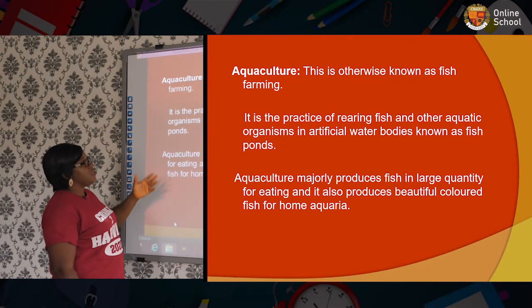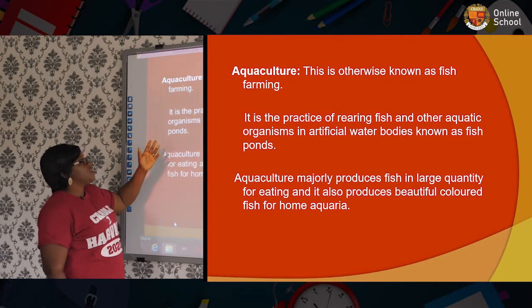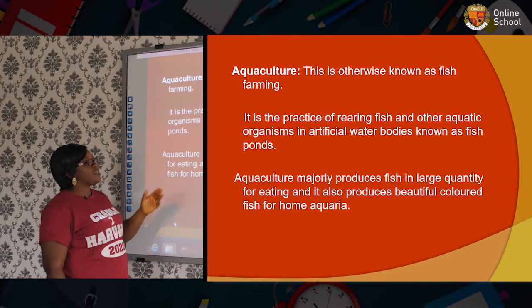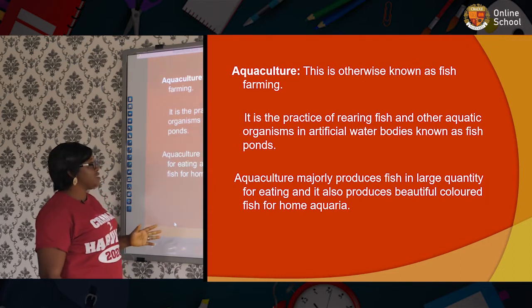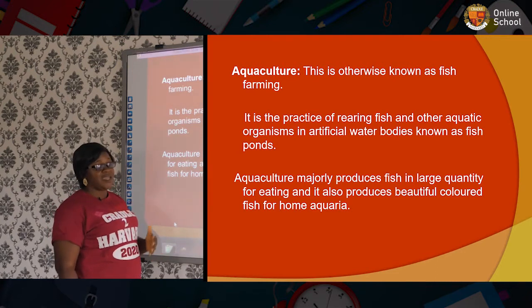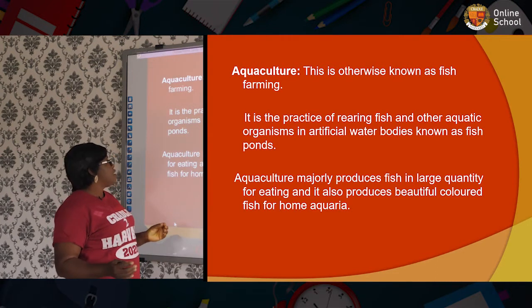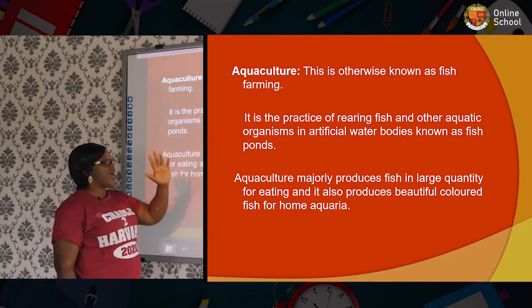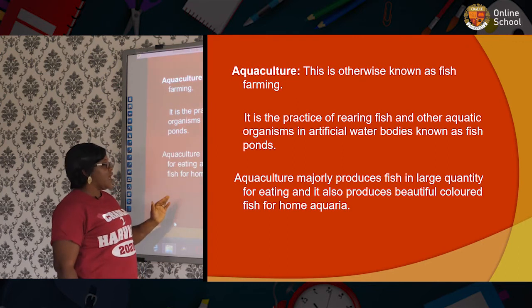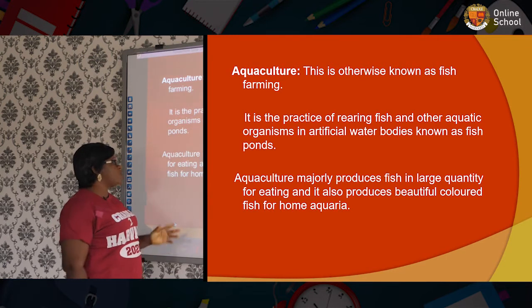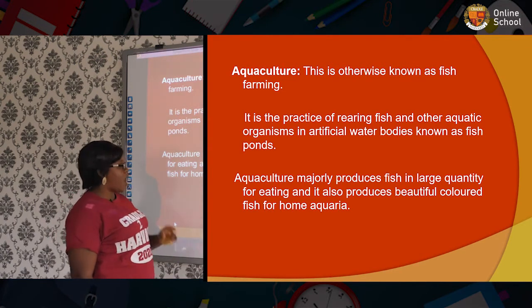Now, the third one is the aquaculture. This is otherwise known as fish farming. It is the practice of rearing fish and other aquatic animals or organisms in artificial water bodies like the fish pond. Aquaculture majorly produces fish in large quantity for eating, and it also produces beautiful colored fish for home aquaria.